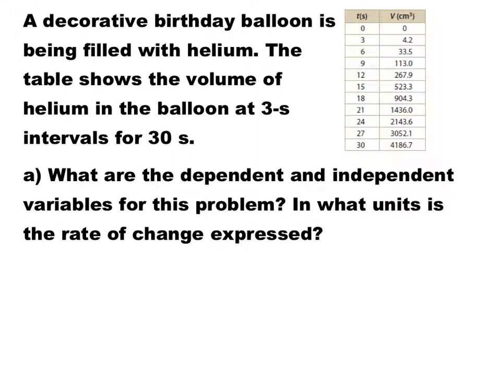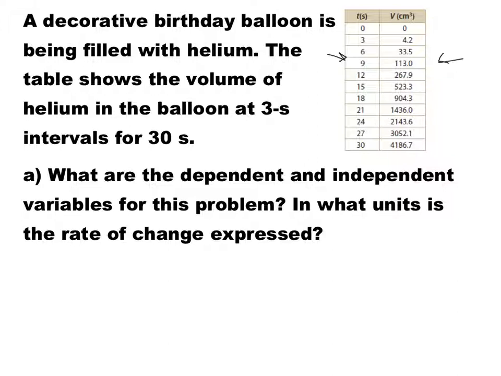In the first example, we have a balloon which is being filled with helium. The table here on the right shows the volume of the balloon after 3 seconds for 30 seconds. The first question is, what is the dependent and what is the independent variable? It is obvious that the dependent variable is V, which is in cubic centimeters, and the independent variable is T, which is our time.